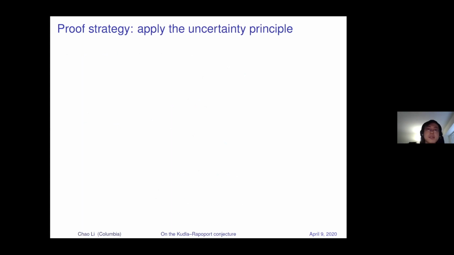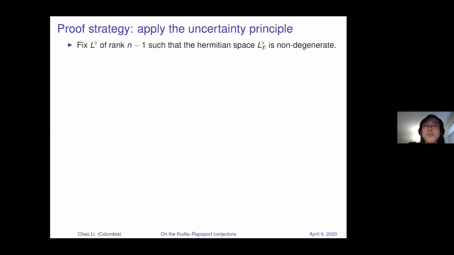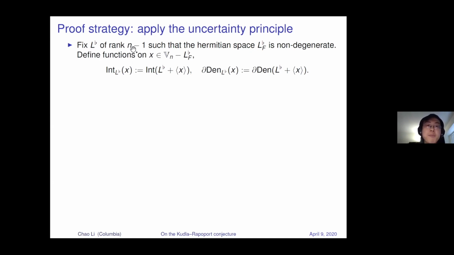Now let's apply the uncertainty principle. Again, I'm going to fix L flat such that the span of this rank n-1 lattice is a hyperplane that is non-degenerate for this Hermitian space. Now I'm going to define functions by varying the last vector. So we fix the first n-1 vectors and vary the last vector. That's a lattice in the rank n Rapoport-Zink space, and it makes sense to talk about the intersection number. So this intersection number will be a function on the last vector x. Similarly, I get a function on the last vector for the analytic side as well.